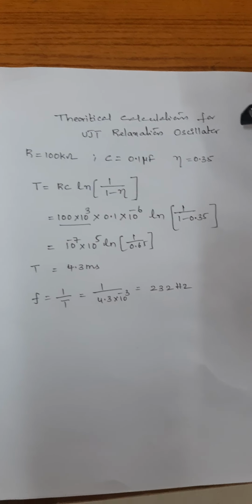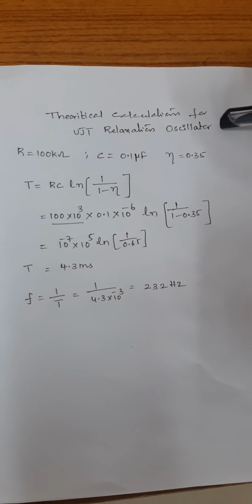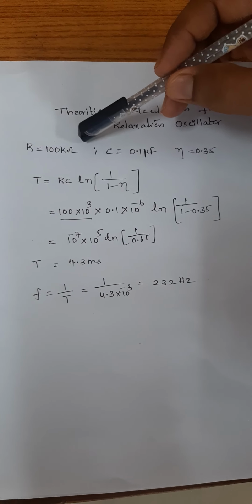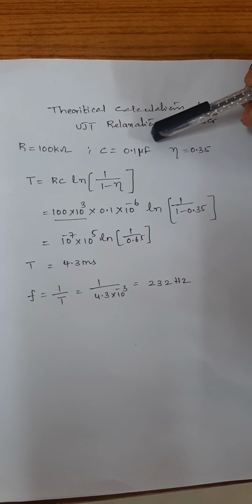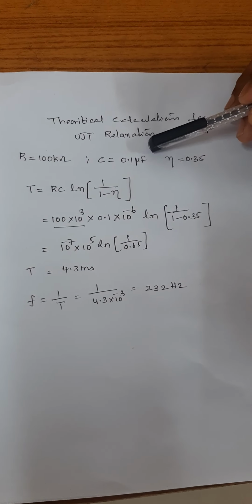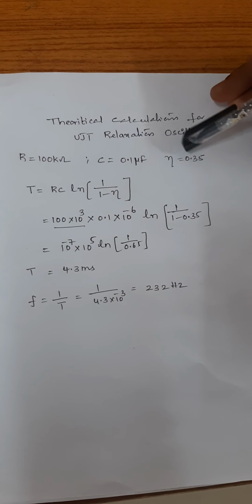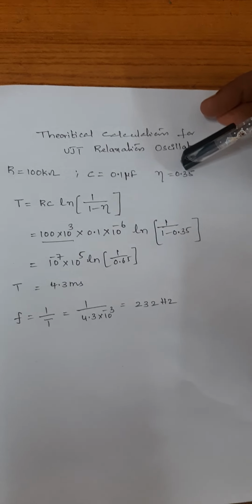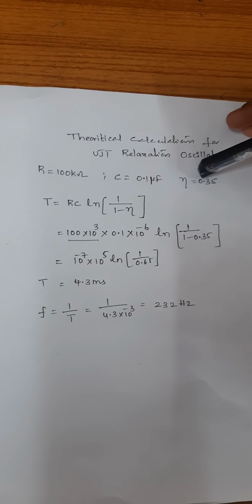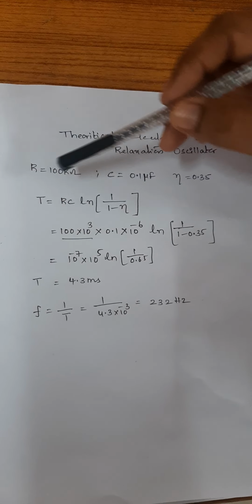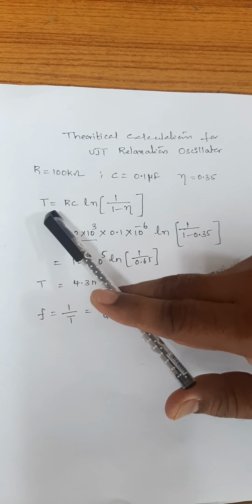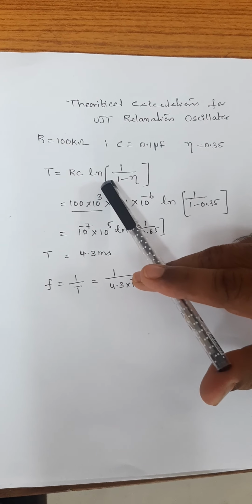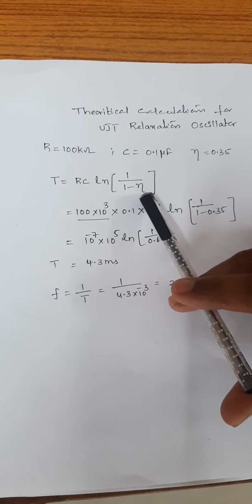Coming to the theoretical calculation for finding the frequency of the relaxation oscillator, I have considered the values R equals 100 kilo ohms and the capacitor C equals 0.1 microfarad. The intrinsic standoff ratio I am going to consider as 0.35. This can be calculated from the internal base resistances of the UJT. To calculate the total time period of the waveform, T equals RC natural logarithm of 1 by 1 minus eta.